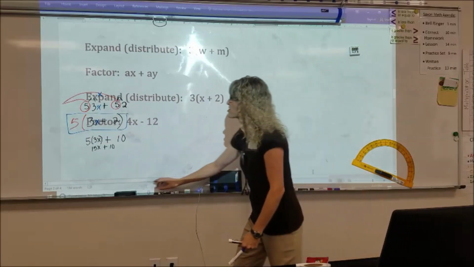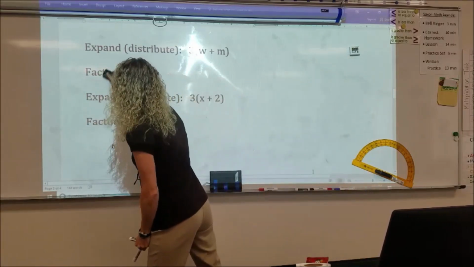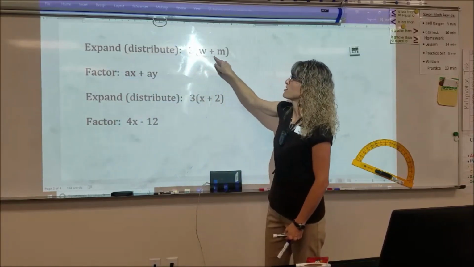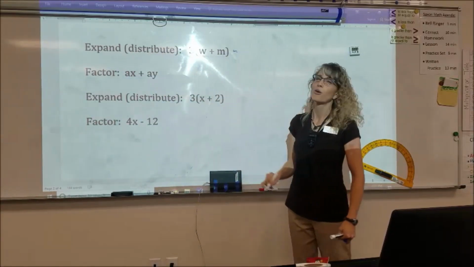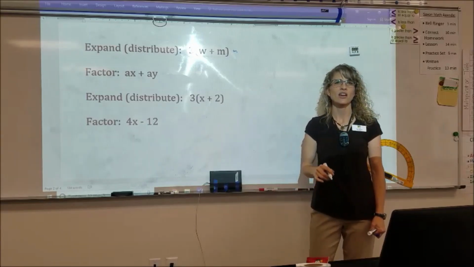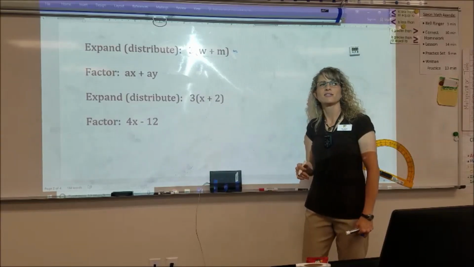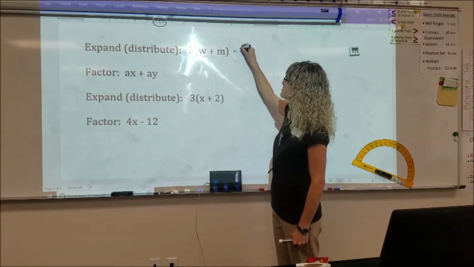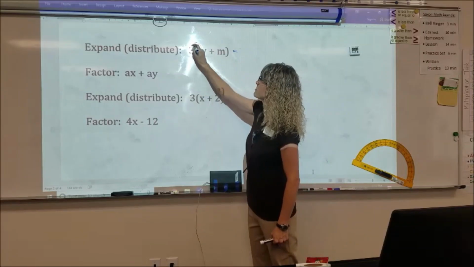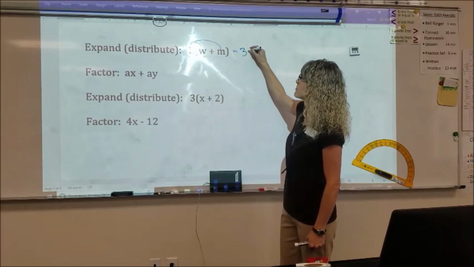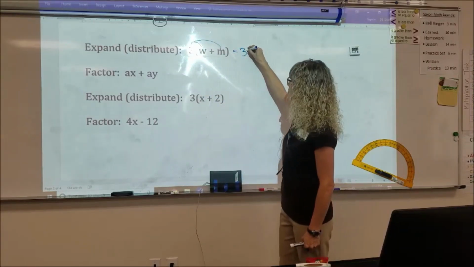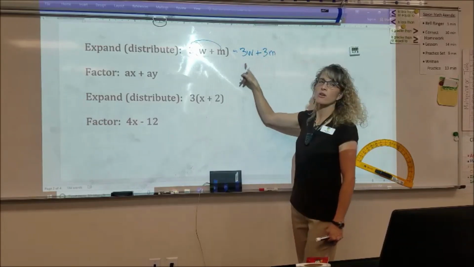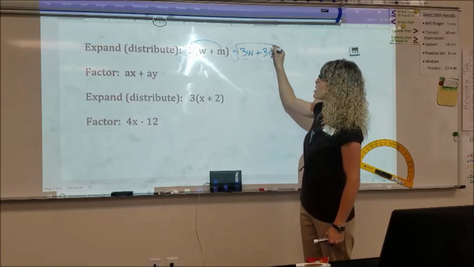All right, we got a few more practices. I'm going to call students for help to make sure you are understanding this material. So we're going to distribute or expand 3 times w plus n. How would that work? Okay, I got to send that basketball in each truck. Spencer. So you would distribute the 3 to each one, so it would be 3 times w, plus 3 times n. Perfect.